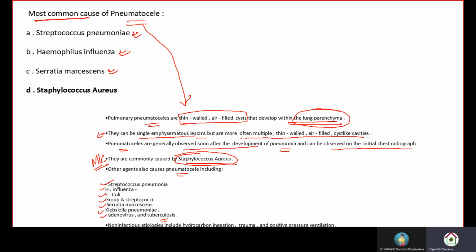Non-infectious etiologies include hydrocarbon ingestion, trauma, and positive pressure ventilation. Hydrocarbon ingestion can cause pneumatocyst. If there is trauma, it can cause pneumatocyst, and PPV or positive pressure ventilation can cause pneumatocyst.